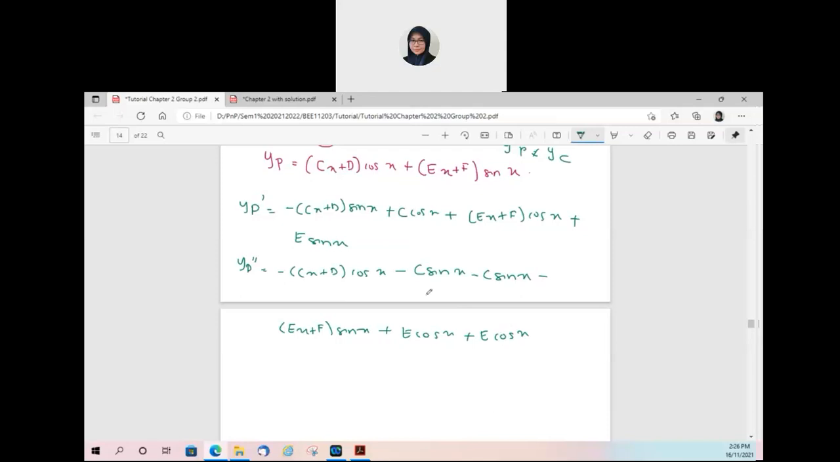Ini boleh pemudahkan, then YP double prime should be minus CX plus D cos X, minus 2C sin X plus EX plus F sin X plus 2E cos X. Okay, up to YP double prime. Any question?